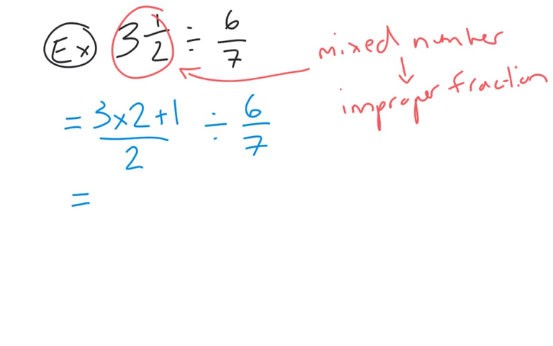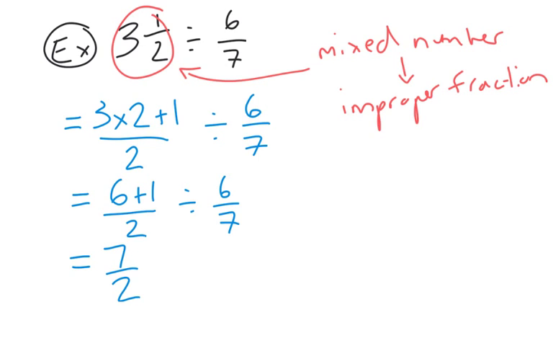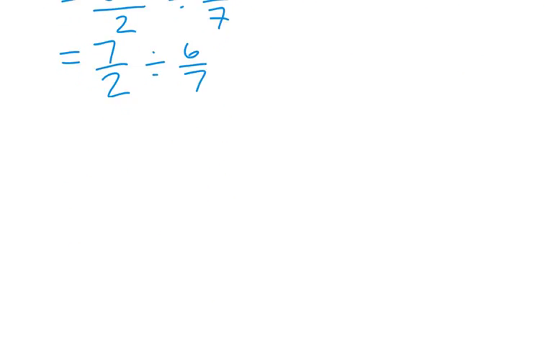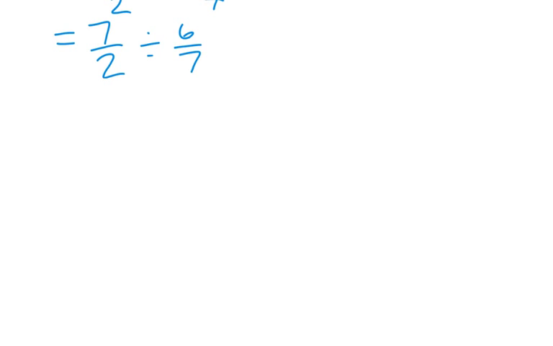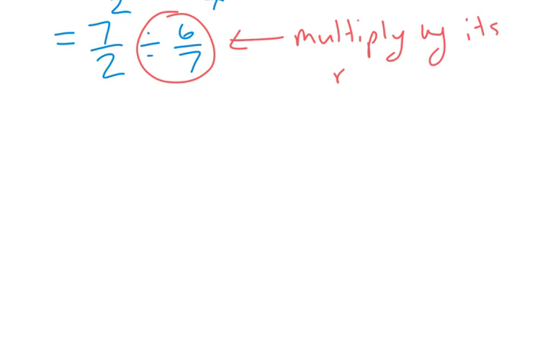So over here, you want to use your BEDMAS. 3 times 2 is 6. Everything else stays the same. Again, I'm just showing you all the steps. And 6 plus 1 is 7. Everything else stays the same. So what we just did there was changing a mixed number into an improper fraction. And let's just make some space for ourselves. What you'll notice is that we have a divide by 6 over 7. As in the previous question, we actually want to multiply by its reciprocal.